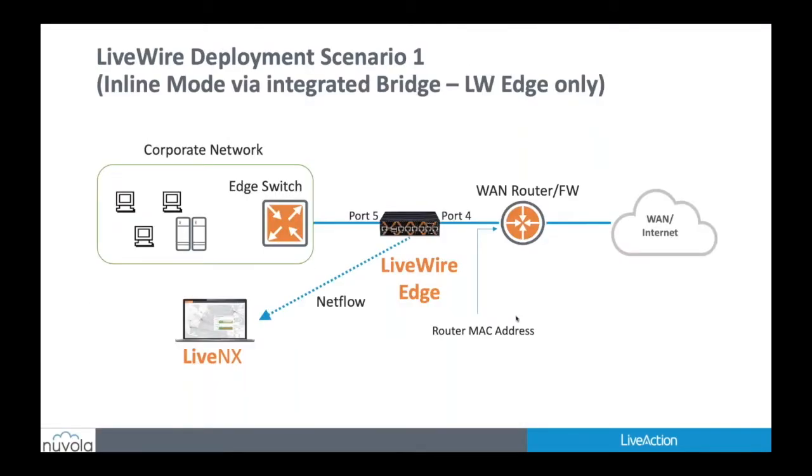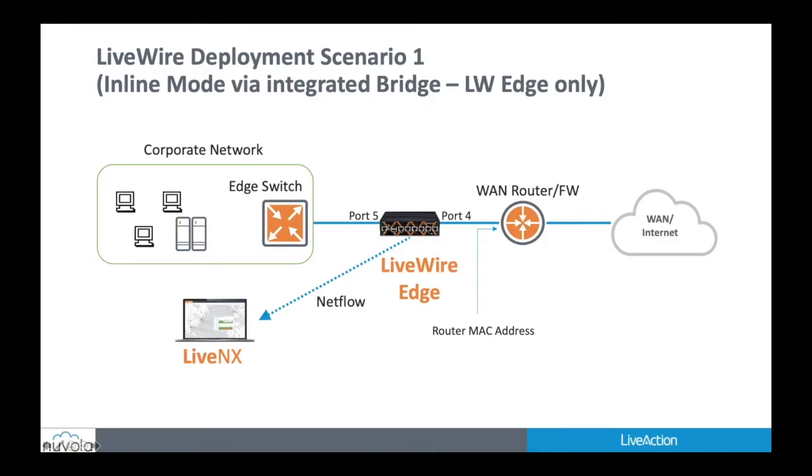I thought before we actually go into a demo, I'll just show you a couple of deployment scenarios. So here's a typical example where you could use a LiveWire Edge today. In this diagram, we've got a typical corporate network. The corporate network has a WAN router or firewall which connects to the WAN and the internet. And then what you can do with a LiveWire Edge product is put it in line between the edge switch and the WAN router or firewall.